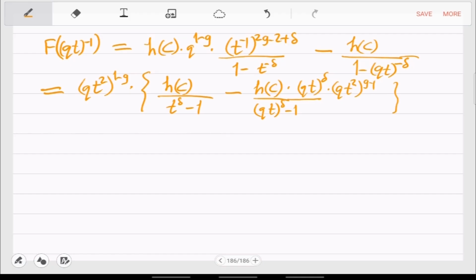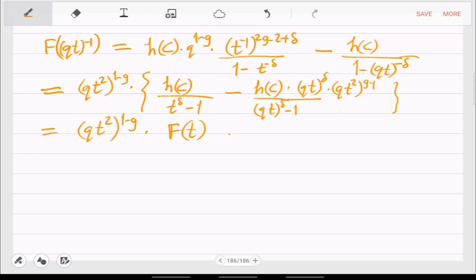I think this should be fine. I have multiplied above and down by t raised to delta, and the same thing here with qt raised to delta I have multiplied. Yep. And I have taken a reciprocal of qt square 1 minus g, so that's g minus 1. And this you can now check is simply qt square 1 minus g times F. Okay, so F already has this symmetry.